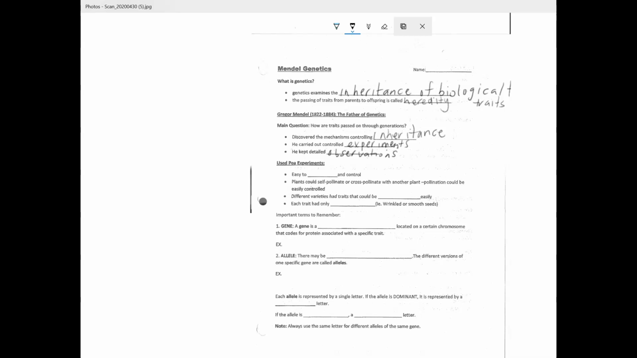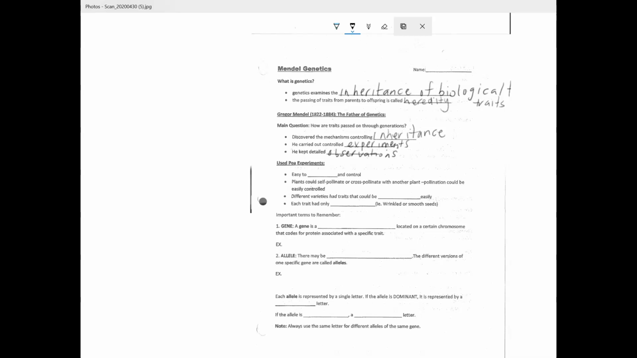Or if he was crossing two true breeding tall plants, for example, then he would only have offspring that were tall as well, okay? And that was very key to his experiments, that they were controlled.